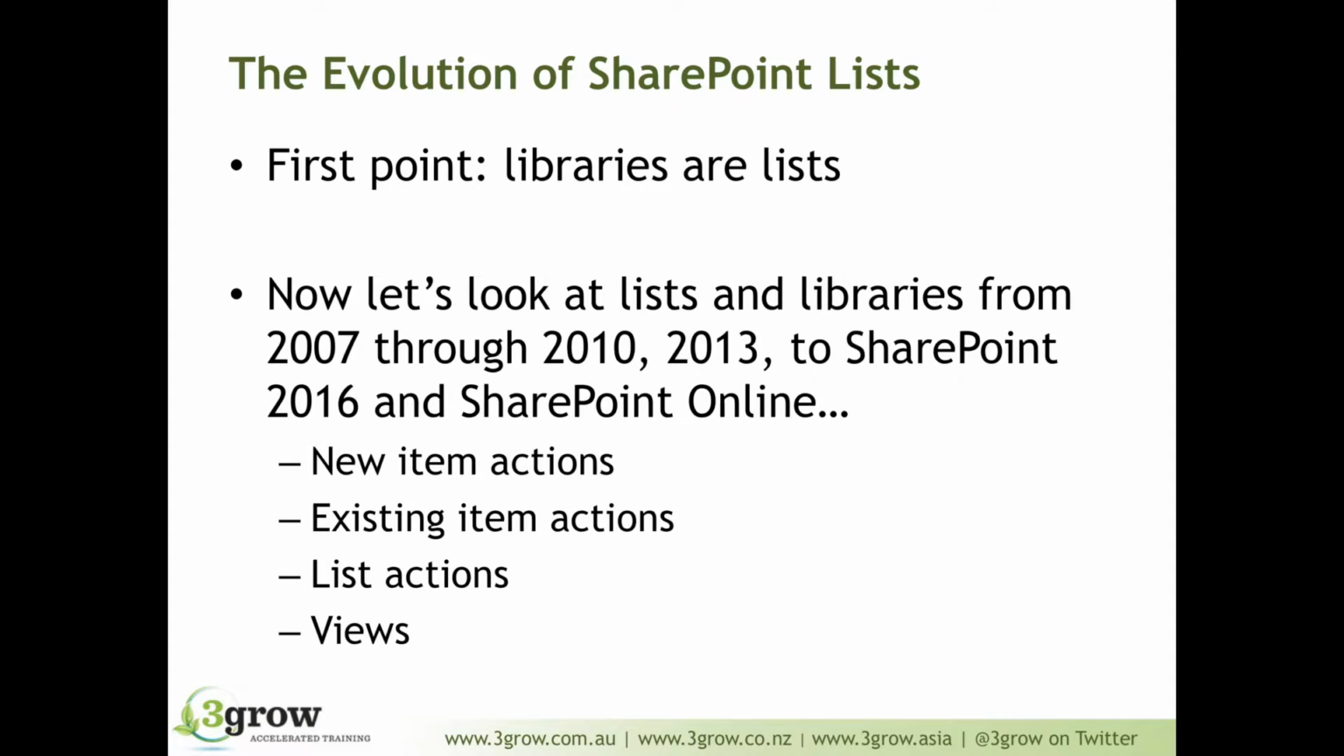So let's now have a quick chat about the evolution of lists. As I said, we're going to start by looking at SharePoint from 2007 all the way through the on-premises versions to the current iteration of SharePoint Online. The main aspects of the lists and libraries that we're going to be focusing on are where we go to create new items, where we go to work with existing items, whether that's editing, deleting, checking in or out, that kind of thing, where we find list actions, and also where we can create and manage and apply views.